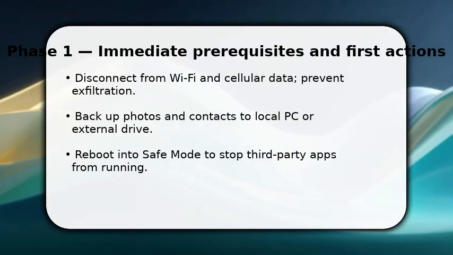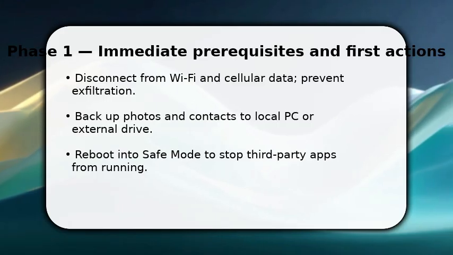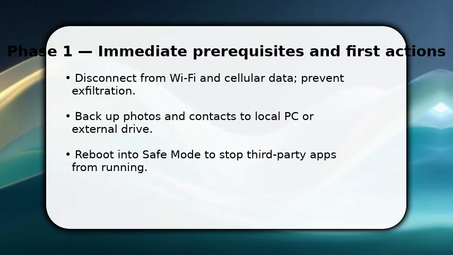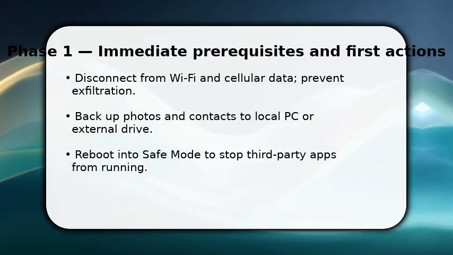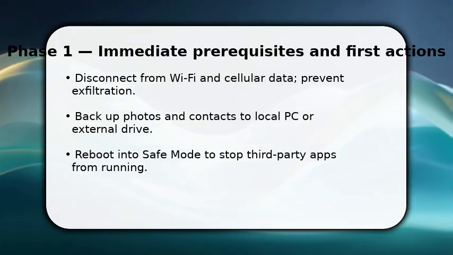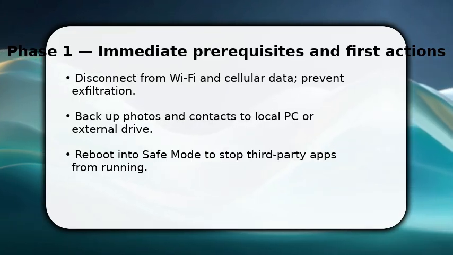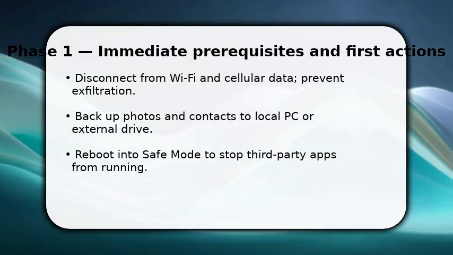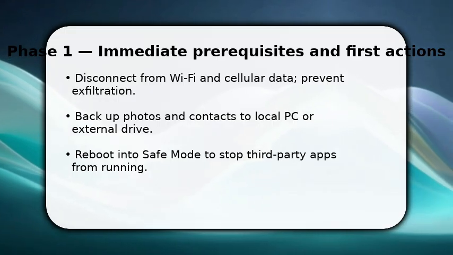You start by cutting the phone off from the network because active connections can leak data. Once you back up only essential files to a PC or external drive, reboot into safe mode to halt third-party apps. In safe mode, you can inspect installed apps safely, note suspicious names, unknown developers, or apps using excessive battery.